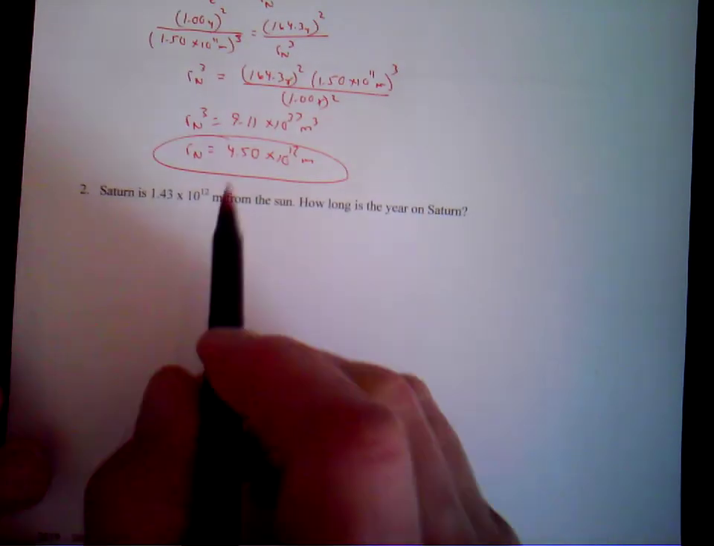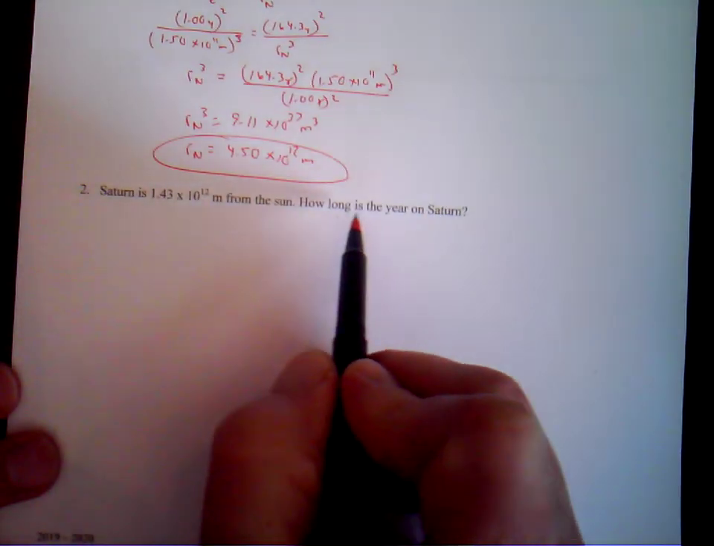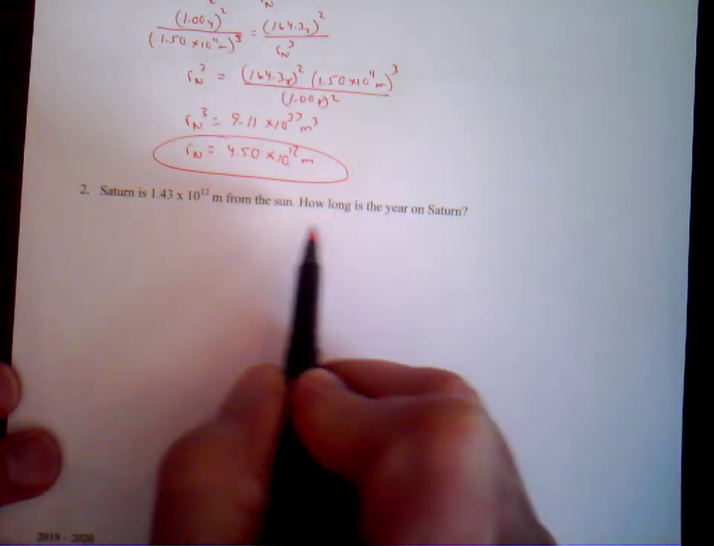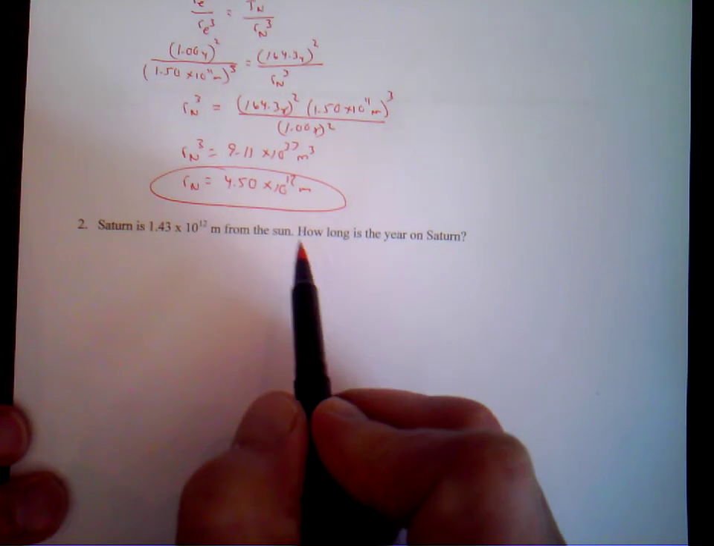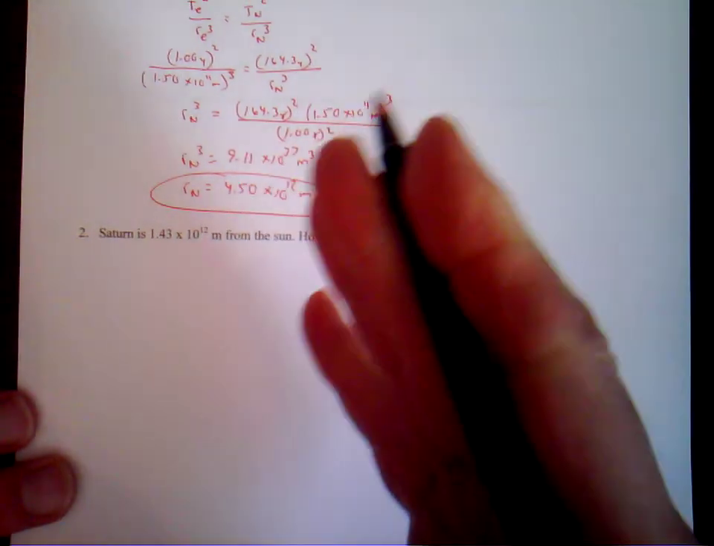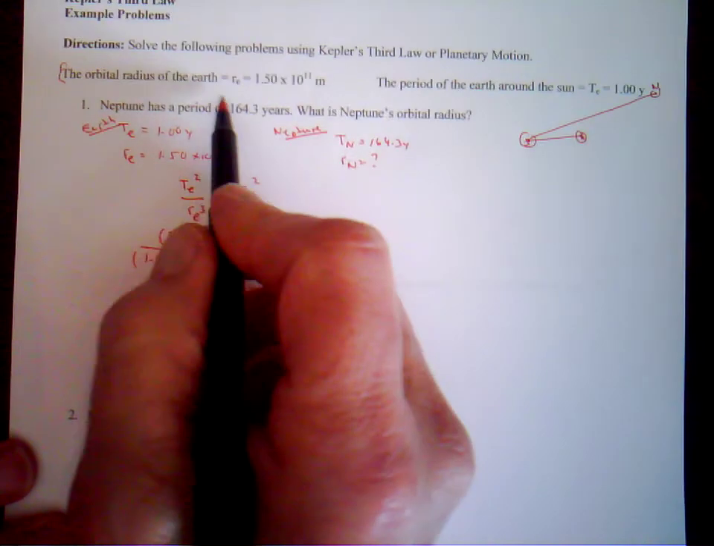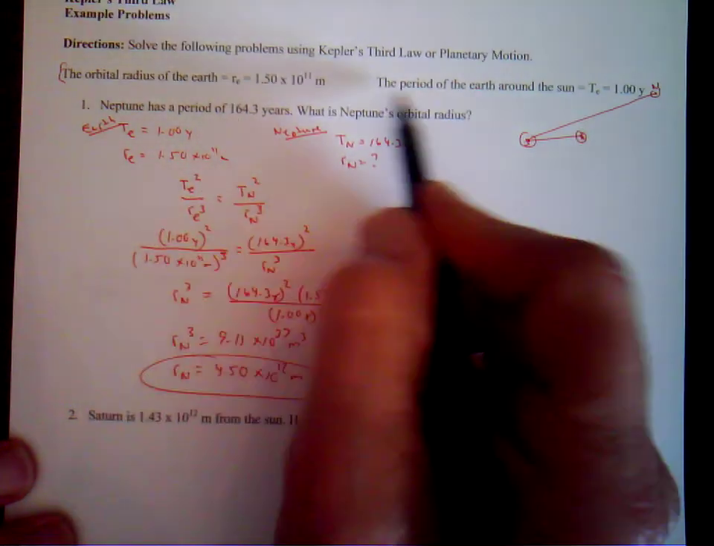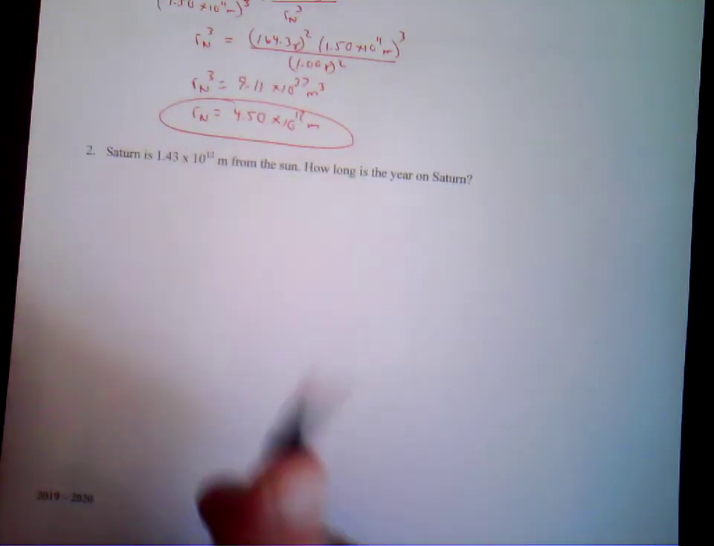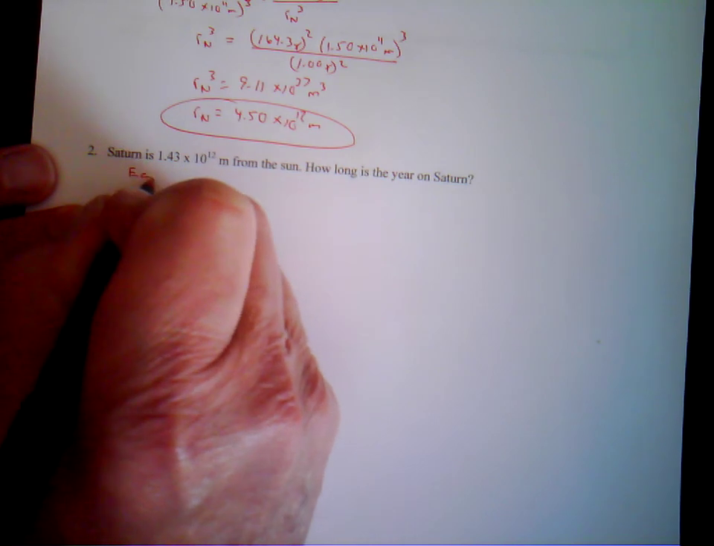Let's do another example. Saturn is 1.43 times 10 to the 12 meters from the Sun. How long is the year on Saturn? So again, Saturn orbits the Sun, so we need to find something else that we know orbits the Sun that we have the period and the orbital radius for. Well, of course, that's the Earth. We know the orbital radius of the Earth, and we know the period of the Earth around the Sun. So again, we have information about the Earth.